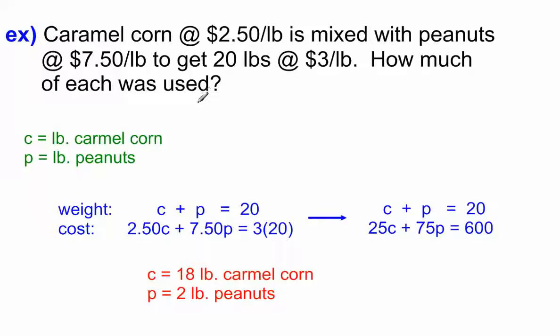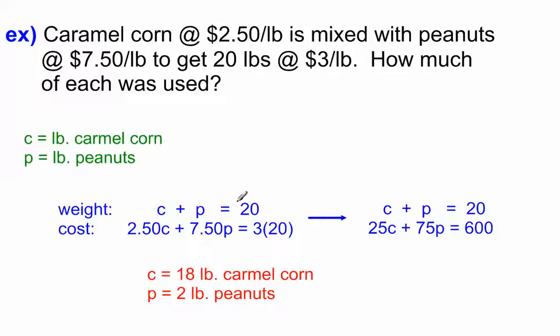Well, the two types of things that I'm mixing are caramel corn and peanuts, and I want to know how many pounds specifically of caramel corn, so I'm going to call that C, and how many pounds of the peanuts, so I'm going to call that P. What I know is that I have a total weight, right? They told me a total of 20 pounds, so C plus P, the pounds of the corn and the pounds of the peanuts, needs to equal 20.